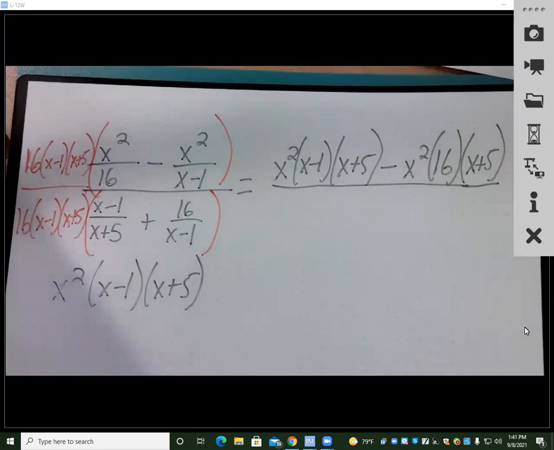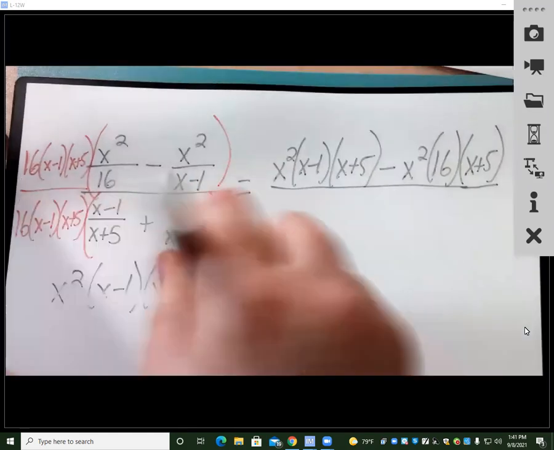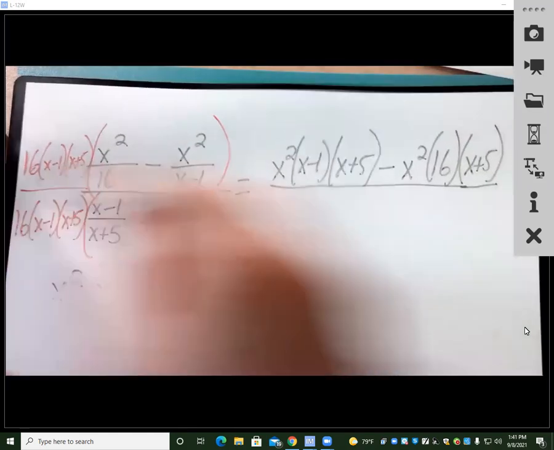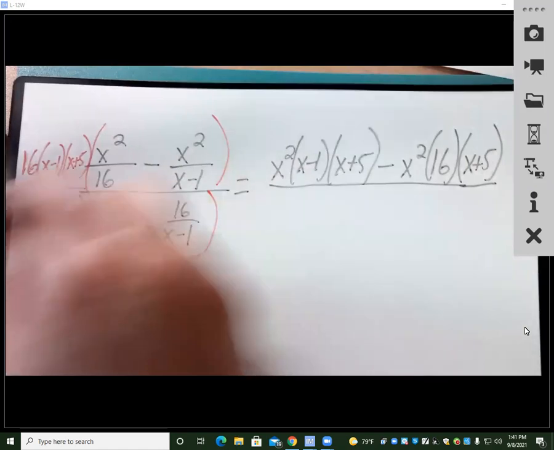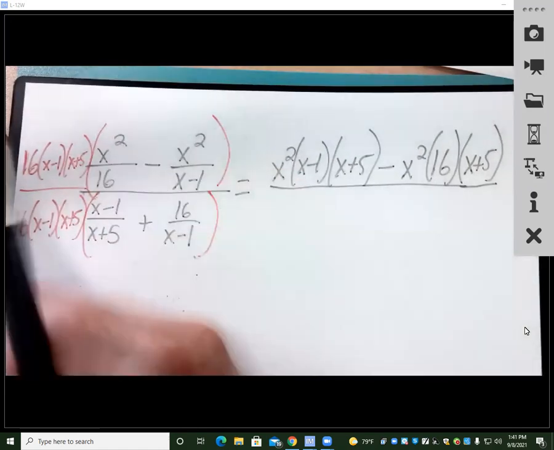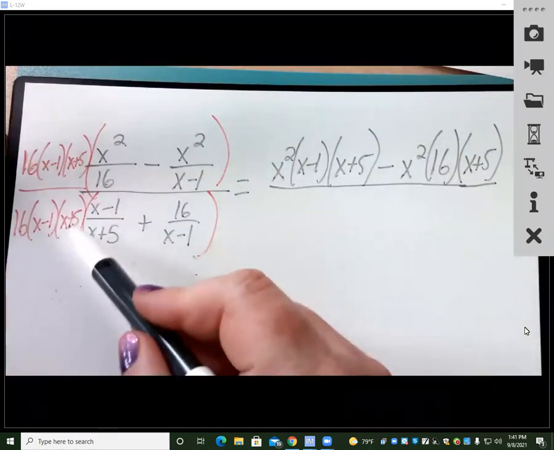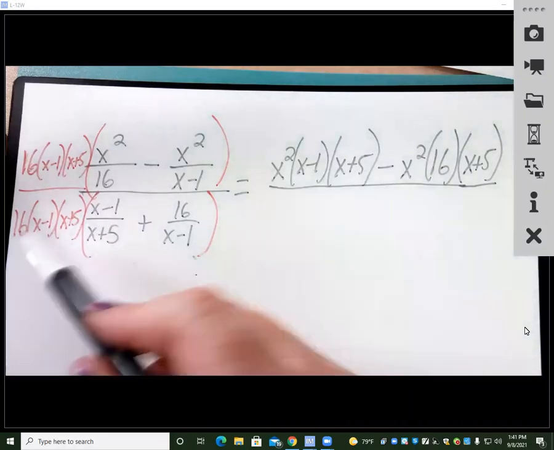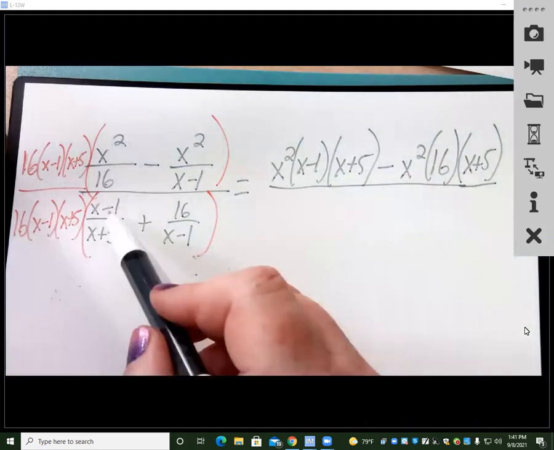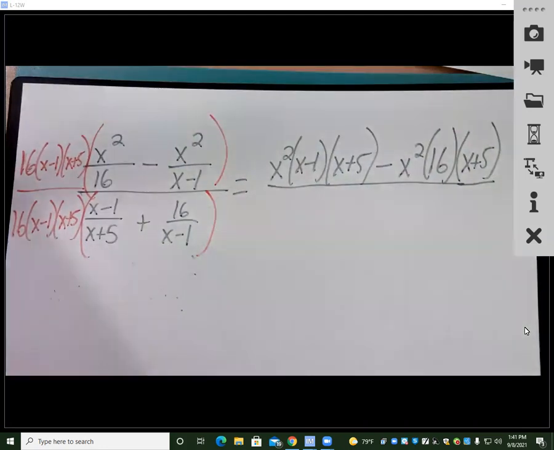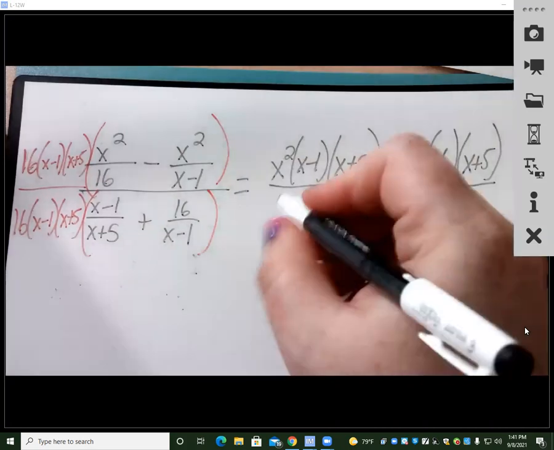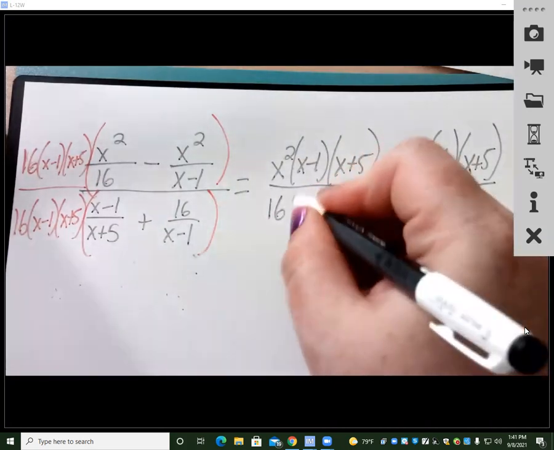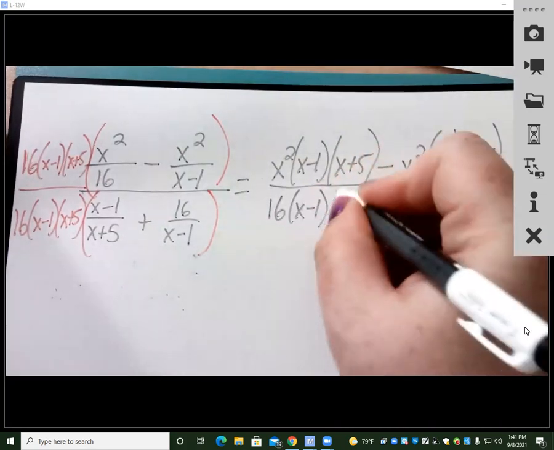Okay, now downstairs, I'm going to try the same thing. Let me get rid of this because I moved it over. All right, so now I'm downstairs. I'm going to divide down. The x plus 5s are going to cancel out. So now I'll just have 16 times x minus 1 times another x minus 1. So let's write that: 16 times x minus 1 times another x minus 1.